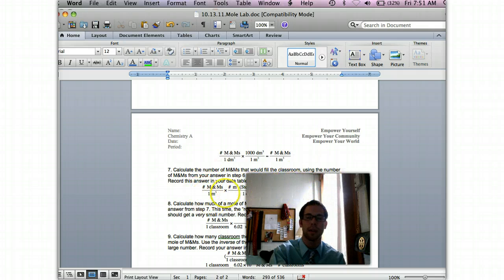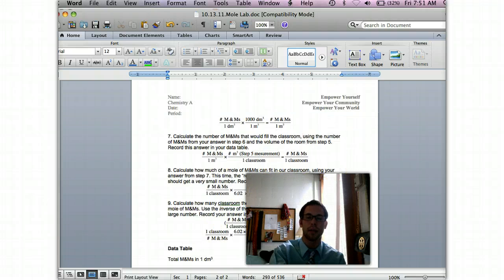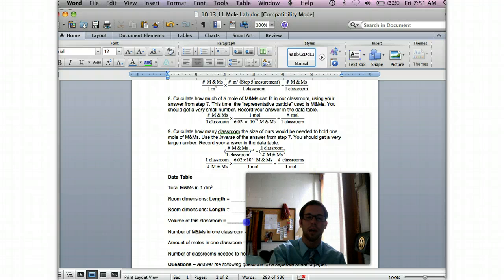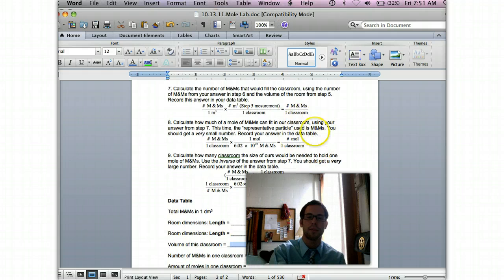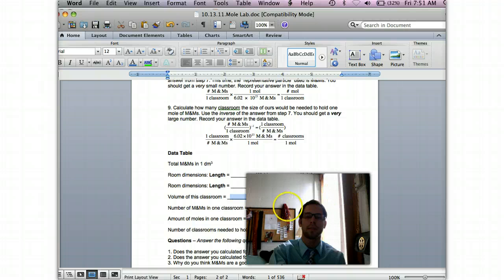That is going to give you the number of M&Ms in a classroom. So you're going to take this number that you got right here, which is the same answer as this right here, and you're going to multiply it by the volume of the classroom. So total number of M&Ms in 1 decimeter times 1,000 multiplied by the volume of the classroom. You're going to get the number of M&Ms in 1 classroom. Once you've done that, take the number of M&Ms in 1 classroom and divide it by 6.02 times 10 to the 23rd. That will give you how many moles 1 classroom of M&Ms equals. It's going to be a very, very small number. Very small. I promise you.